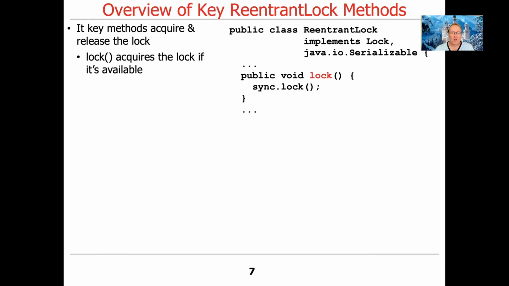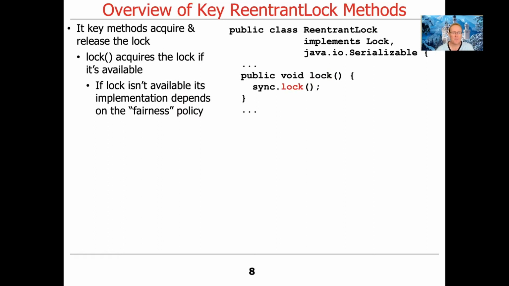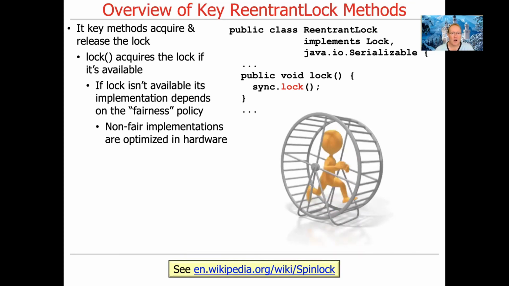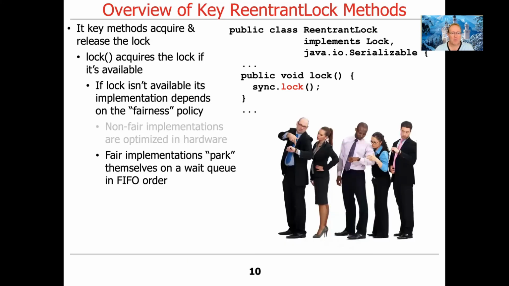The lock method will block until it acquires the lock if it's available. And if the lock isn't available, then the behavior of the implementation depends on the fairness policy. Non-fair implementations are optimized in hardware, and they can do all kinds of clever things like spin locks, whereas the fair implementations park themselves on a wait queue in strict FIFO order. And so the order in which you get the lock depends on the order in which you arrived.